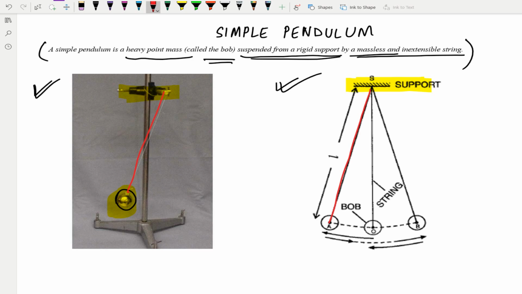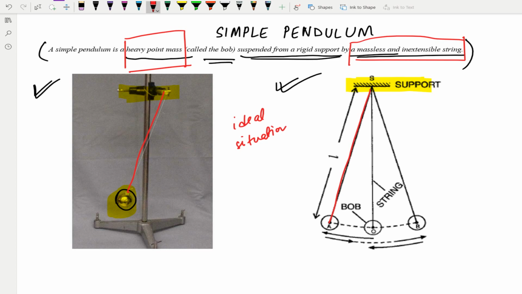That means it should be a string which has almost no mass and does not extend much even with small masses. Like if you put a bob, it should not extend and its length should not increase much. All these are ideal cases because we cannot have a heavy point mass. Remember this, a heavy point mass is not possible in reality, and a massless inextensible string is also not possible in reality. So we can say this is an ideal situation.